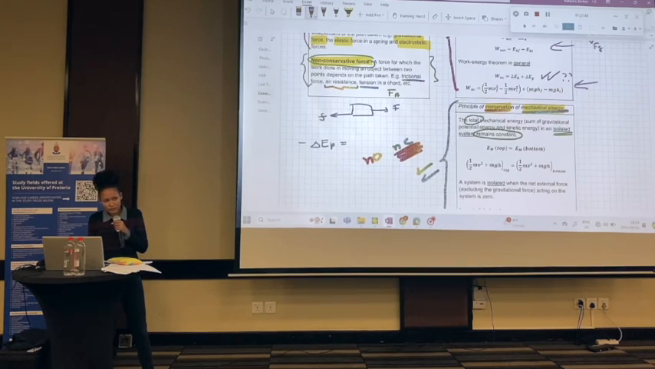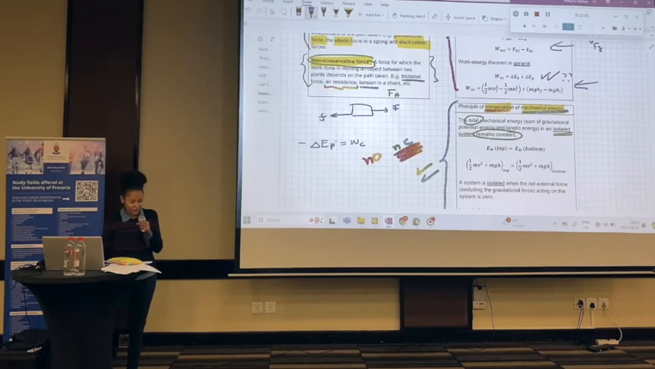Yes? Is equal to the work done by conservative forces. Okay, yes. We use this as part of the derivation. Are you in a government school? Are you writing the government?